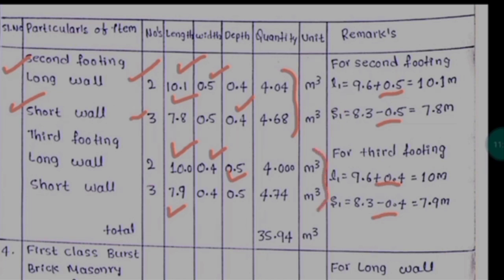Then add the quantity of the first footing, second footing and the basement. You will get the total quantity of the size stone masonry in meter cube. So that is 35.94 meter cube.